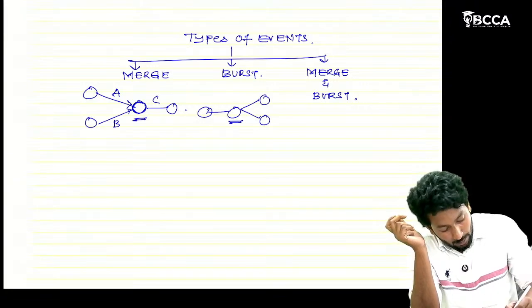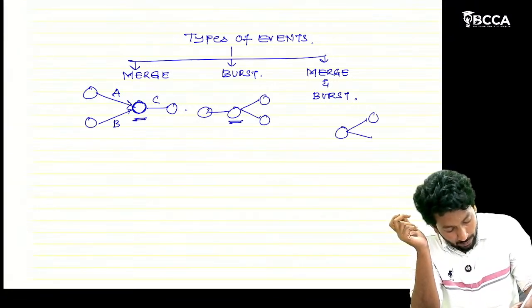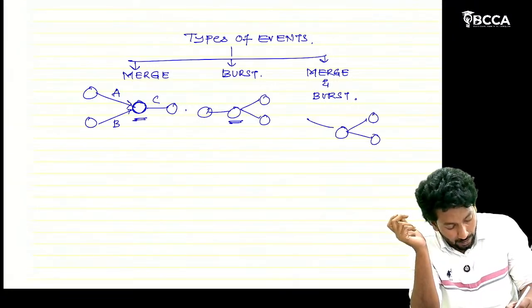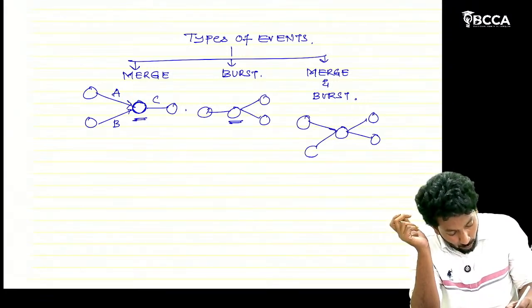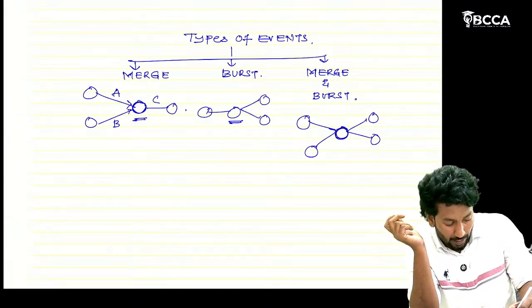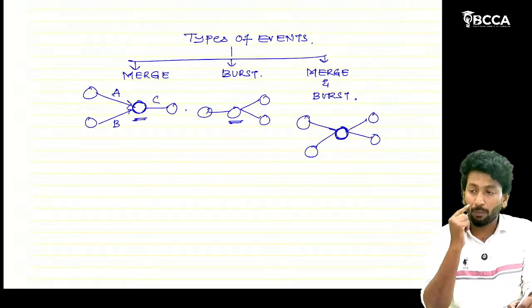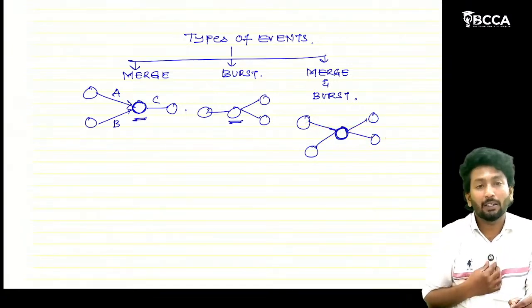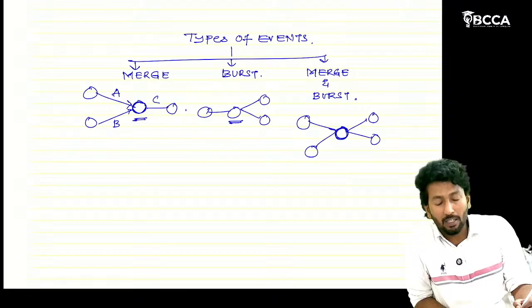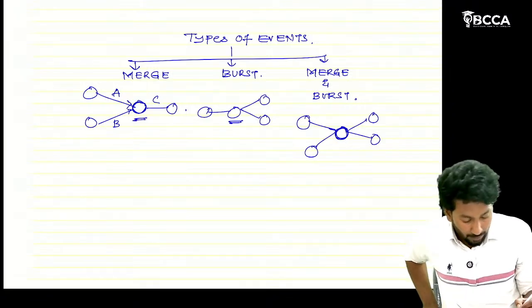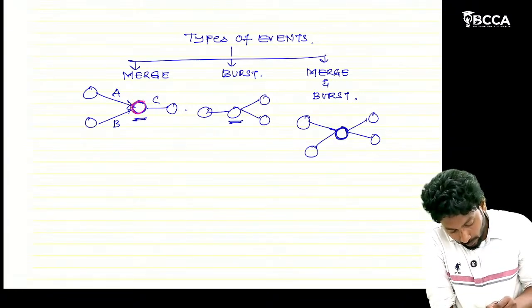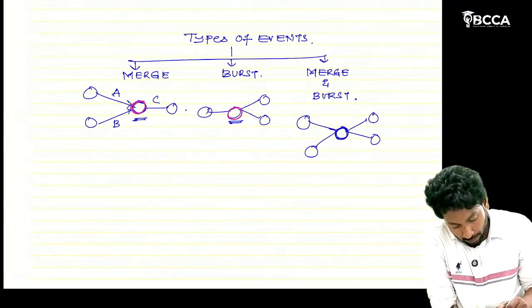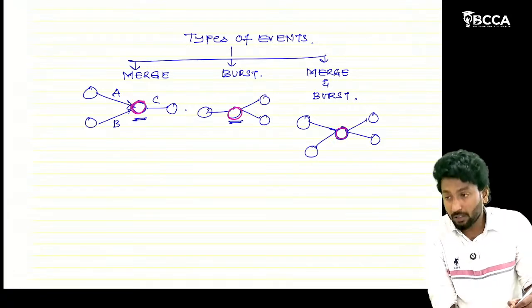The event at which both are happening, that is, two activities are meeting and two activities are splitting, means merge and burst are happening at the same time. That is called a merge and burst event. This one is a merge event, this one is a burst event, this one is a merge and burst event.